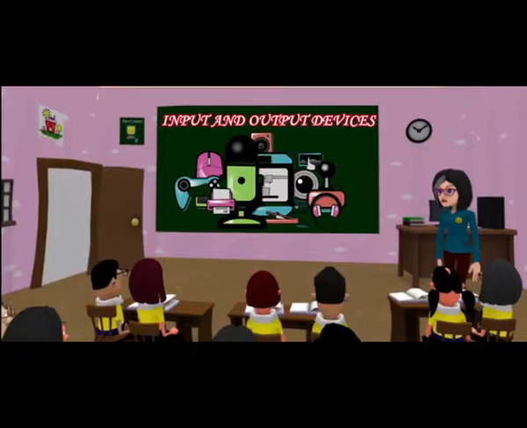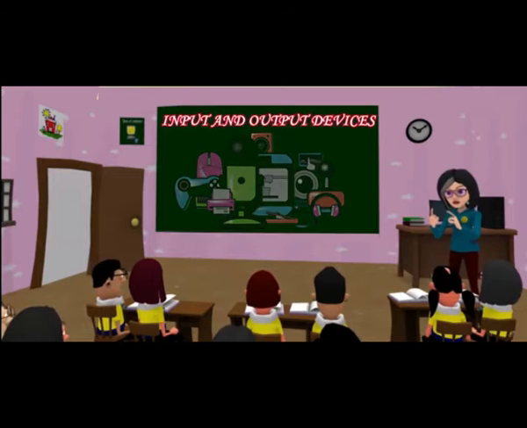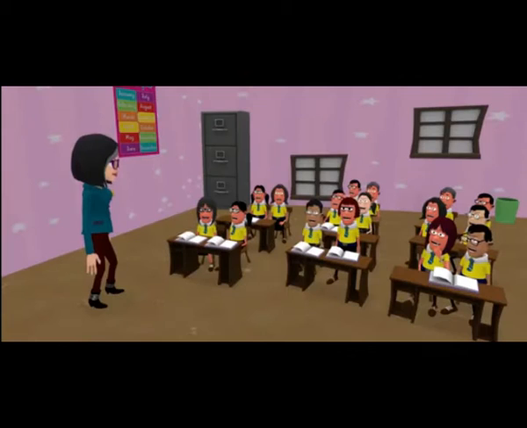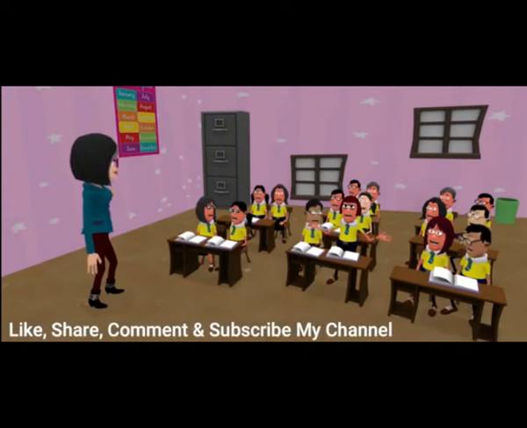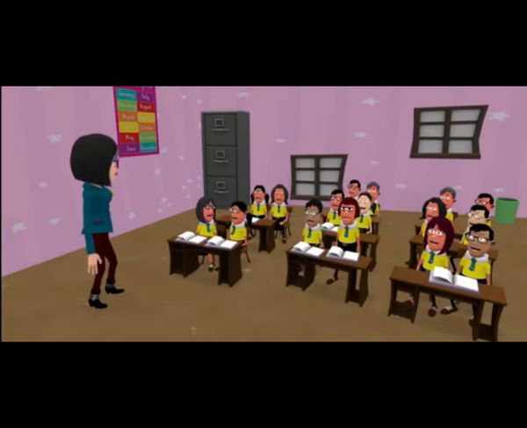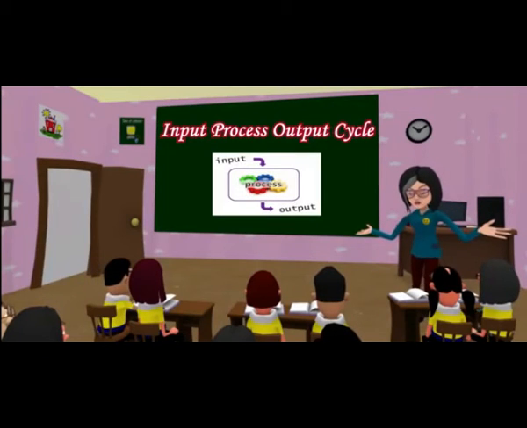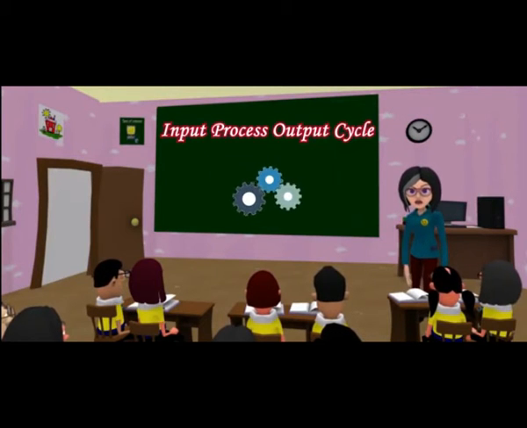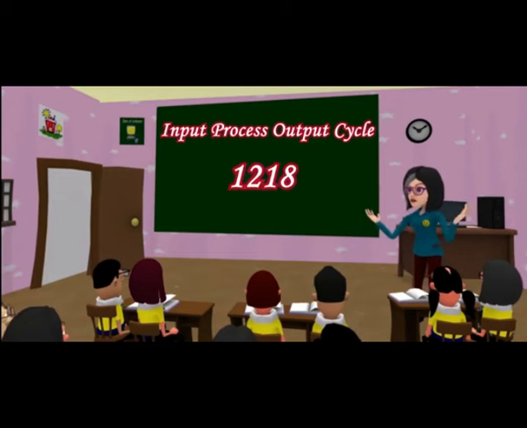Very good. Students, today we will learn about input and output devices. First of all, tell me, do you know how computer works? Ma'am, computer works on input, process and output cycle. You are right. Computer works on input, process, output cycle. First of all, we give some input. Computer processes the input and then gives the output.